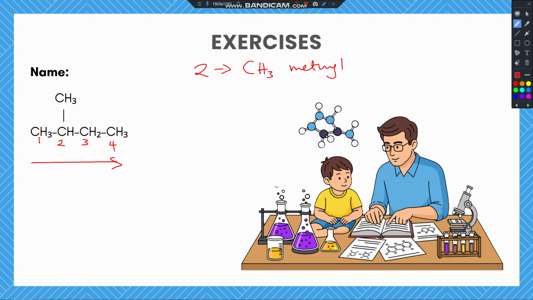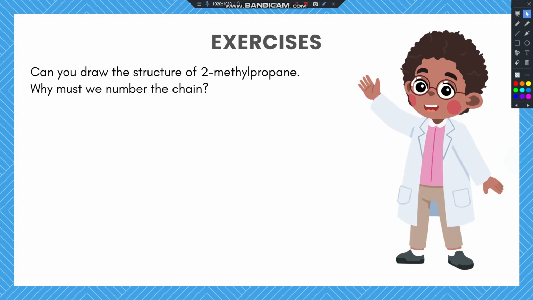So to identify that, we'll write the full name, which is 2-methyl. And then we'll write the parent name, which is 4 carbon atoms. That gives us butane. 2-methylbutane. So that's it for the second one. The third question says, can you draw the structure of 2-methylpropane?